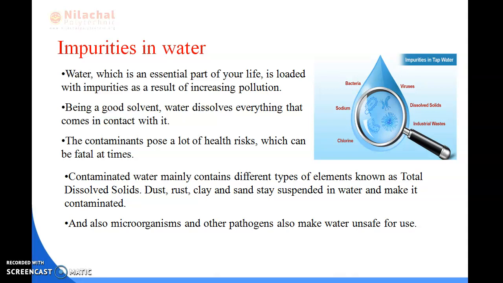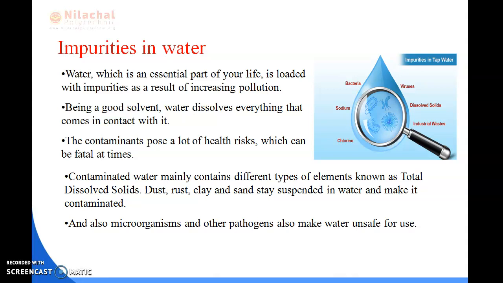In the previous slide, I discussed the methods of population forecasting: the arithmetical method, geometrical method, incremental method, simple graphical method, and logistic curve method. I have discussed all of this. Next, we will be discussing the impurities in water.